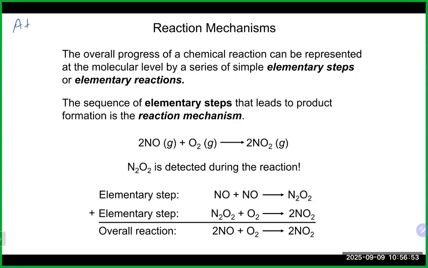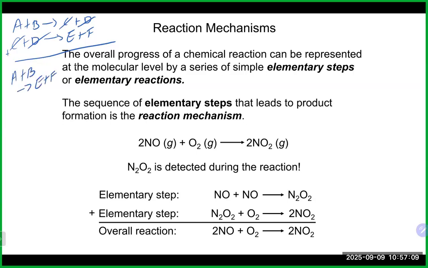So, for example, you may have like A plus B goes to C plus D, then like C plus D goes to E plus F. And if you add those together, anything on opposite sides of the arrow will cancel or reduce. And that gives us our overall reaction of A plus B goes to E plus F. And as a result, for example, of these kind of individual steps that occur. And those individual steps that occur in a reaction mechanism, those are what are referred to as elementary steps or elementary reactions.